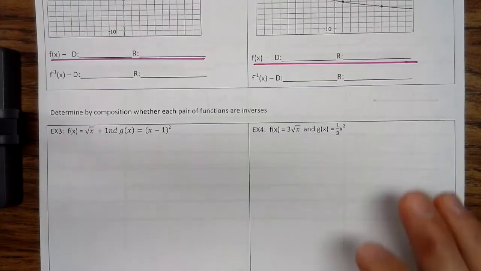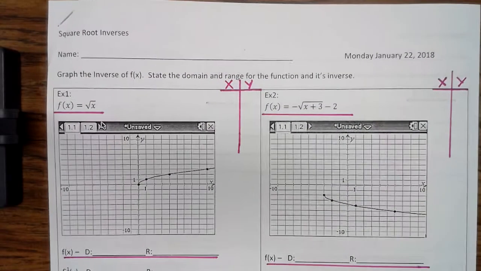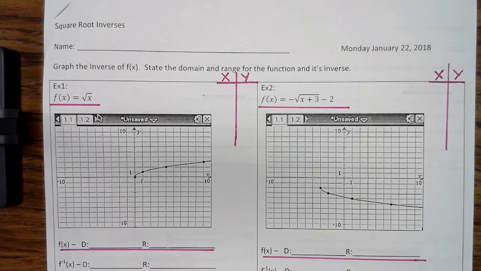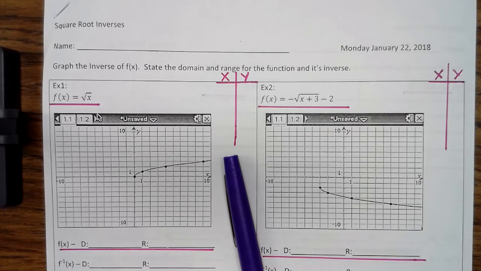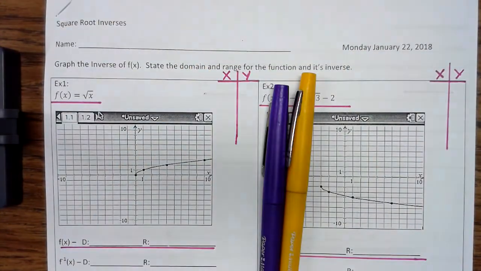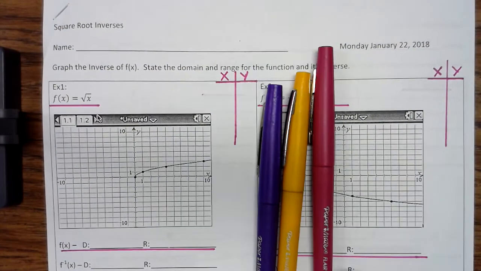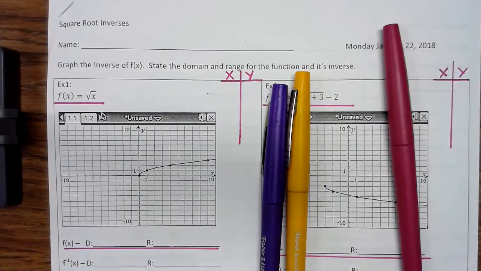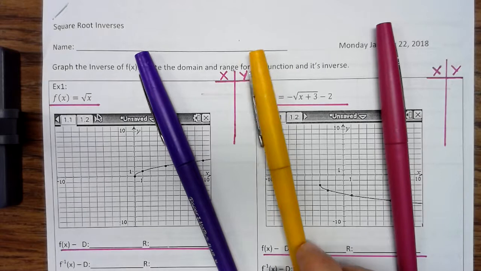Let's take a look at the examples. All right, it says graph the inverse of f of x. State the domain and range of the function and its inverse. All right, now in order so you can see what's going on, I'm going to use some different colors. So pink will be f of x, and then we're going to use purple for the inverse and yellow for the y equals x line. Okay, so we'll have 3 colors. This is f of x, this is the inverse, and that's the y equals x line.